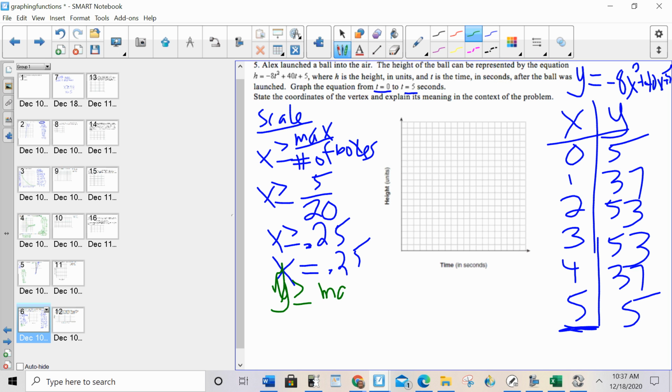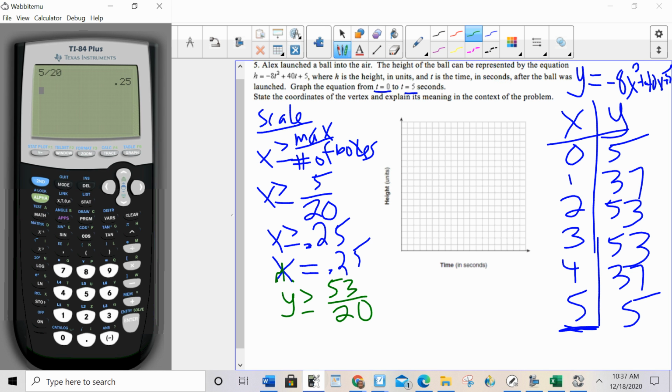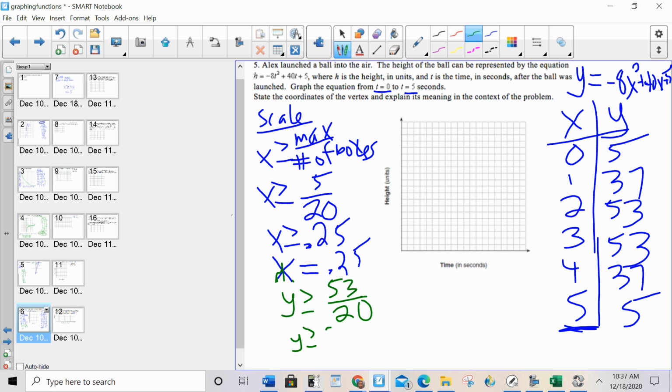Now I'm going to repeat that process for my y's. Again, to save some space, I'm not going to write max over number of boxes. The maximum for the y, well, we're going to say is 53, even though it isn't. We're going to talk about that later. The number of y boxes is also 20. So 53 divided by 20 is 2.65. So I need to choose a number that's close to 2.65, but easy to work with. I'm going to choose 3.